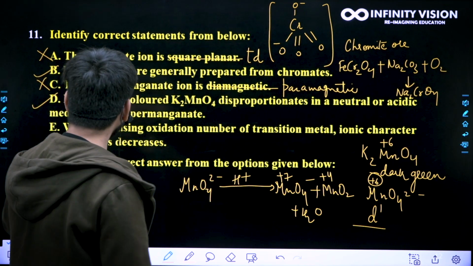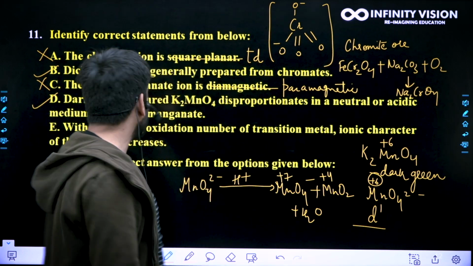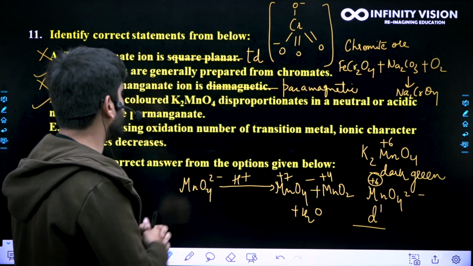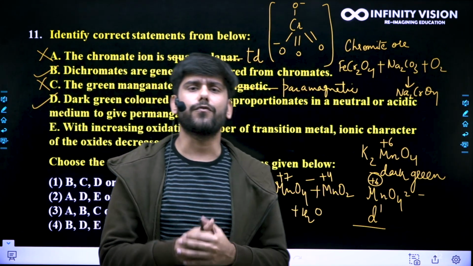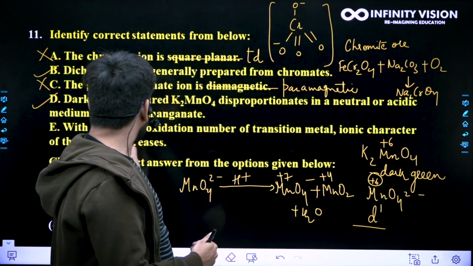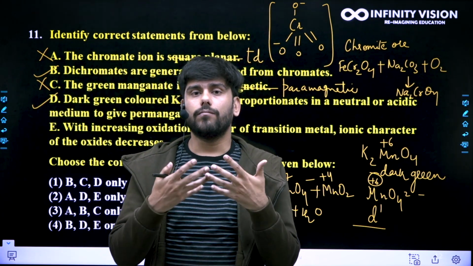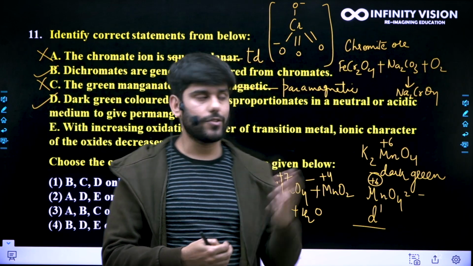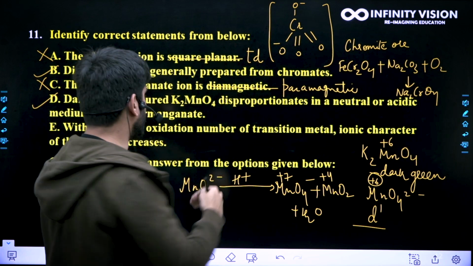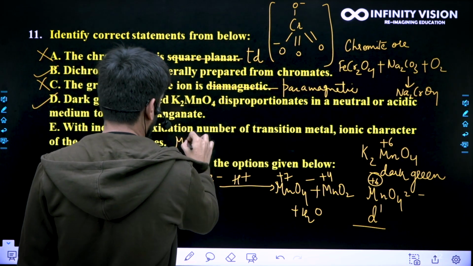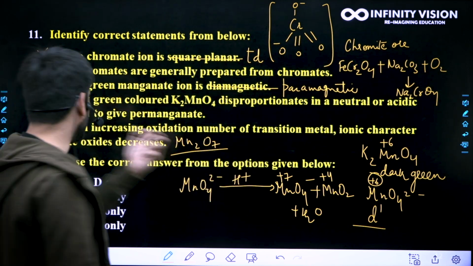Let us see the next statement. With increasing oxidation number of transition metal, the ionic character of the oxides decreases. Now this is true. This is a correct statement. This is a direct statement from NCERT only. For example, if you see Mn2O7, Mn2O7 is a green covalent oil. So yes, the ionic character decreases with the increase in the oxidation number of the transition metal. For Mn2O7, that's a covalent oil, I mean, it's a green covalent oil.